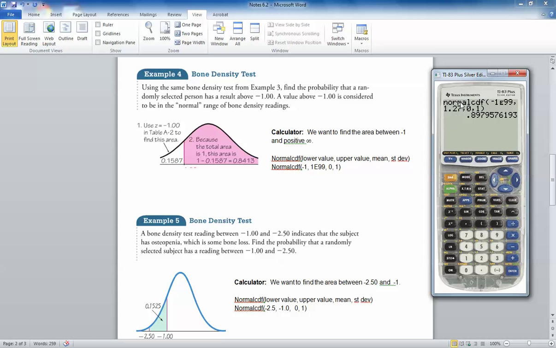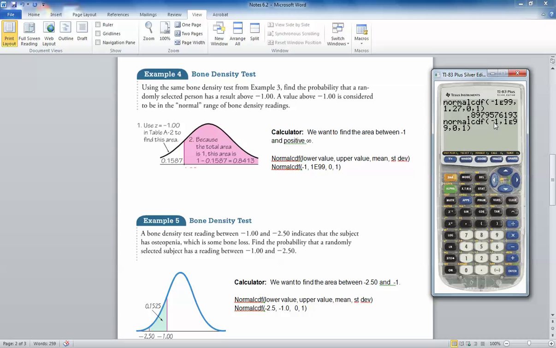We have our item from last time, so I'm just going to hit second enter, and that will retype your last line. I'll go in here, use my arrow keys, and type in -1, comma, 1 E 99 (1 times 10 to the 99), comma, mean of 0, standard deviation of 1. Then I'm just going to delete what we have left here. All right, so that's our key sequence.